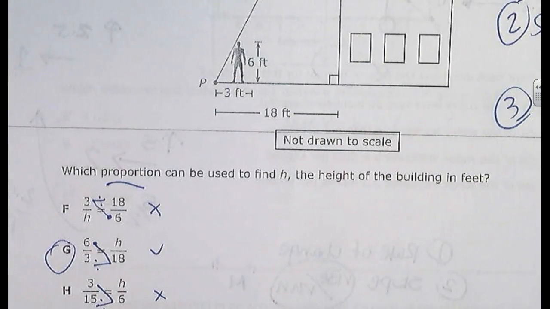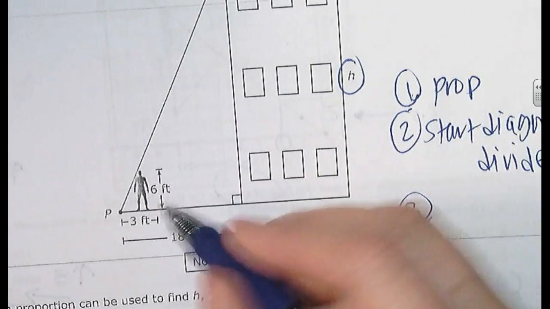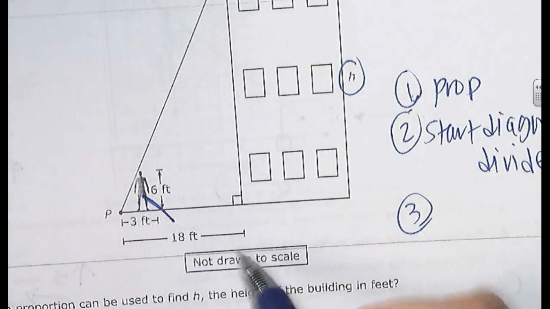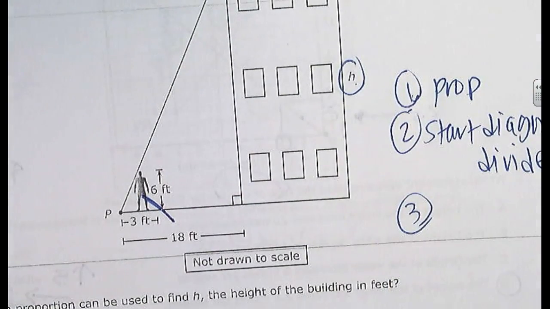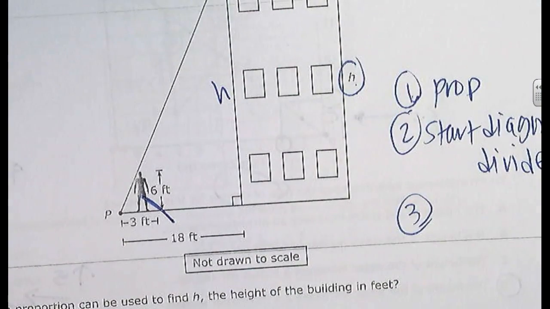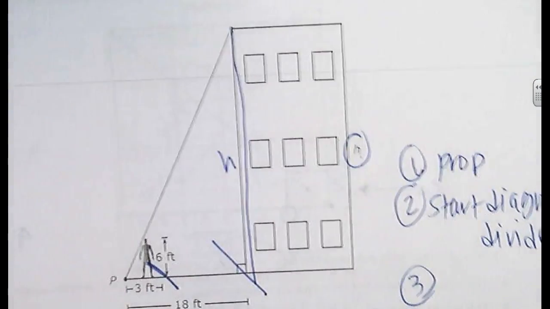Those are proportions. Number 2, you should know the star diagonal divide. And if you don't, you do now. So let's look at what pictures you have. You have a 6 and a 3. And I'm going to draw a little pumpkin line right there. Isn't that sweet? And this is an 18. And this is an H. By the way, this H would go here too. And this length here is the same length as the building. So that would work for me.